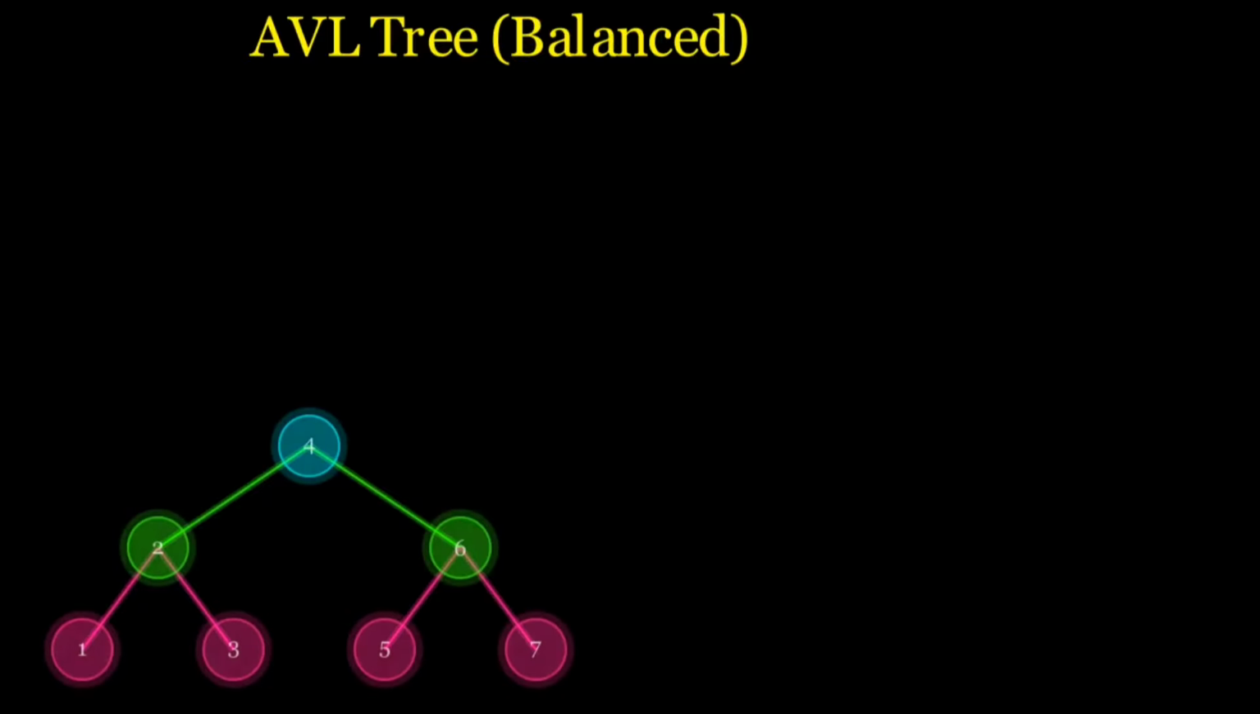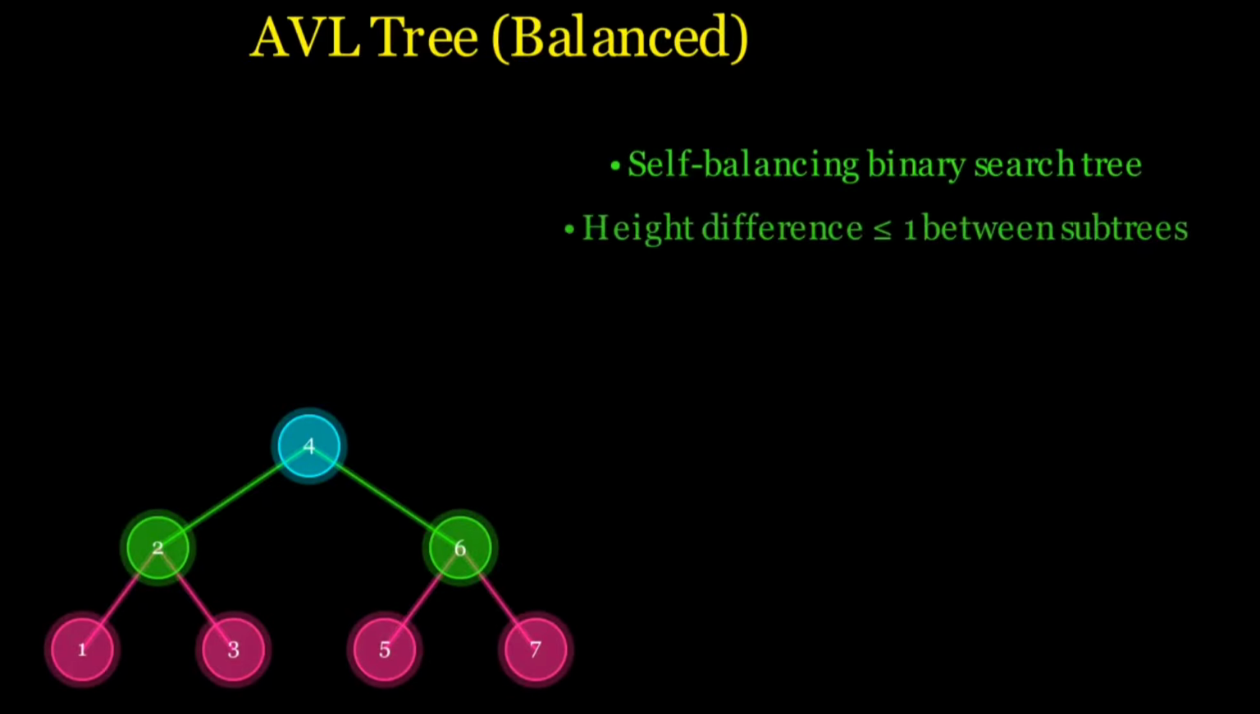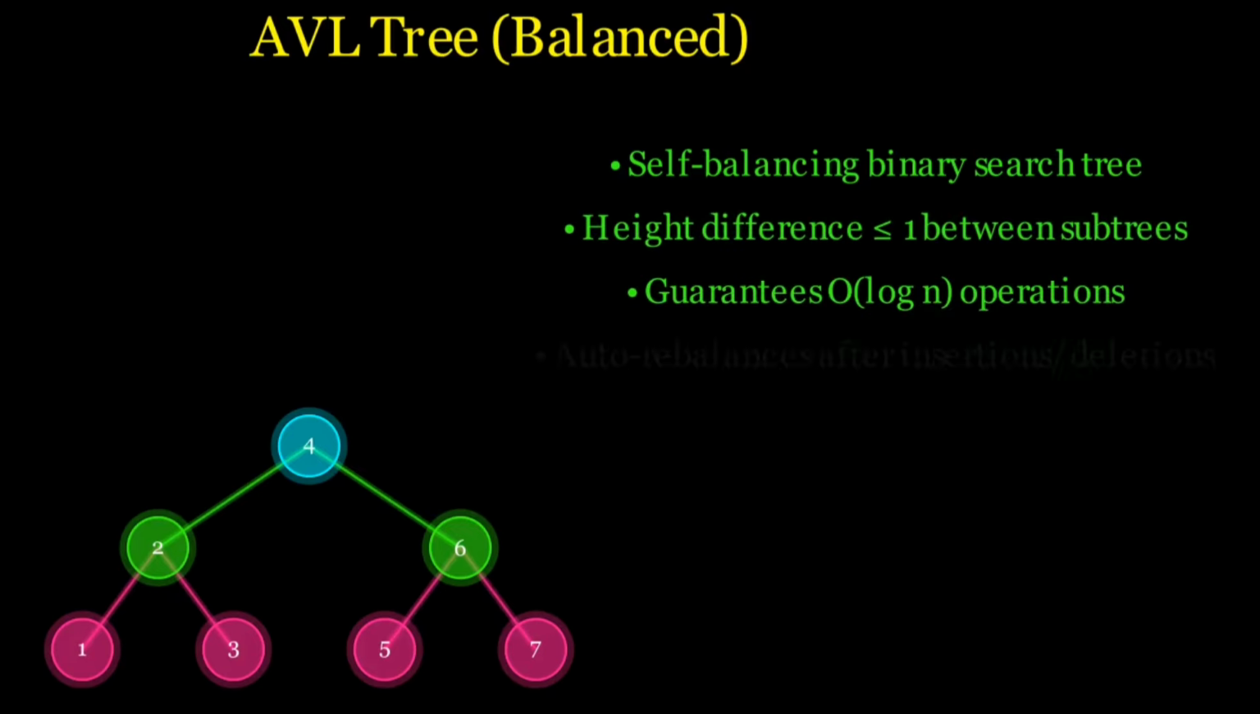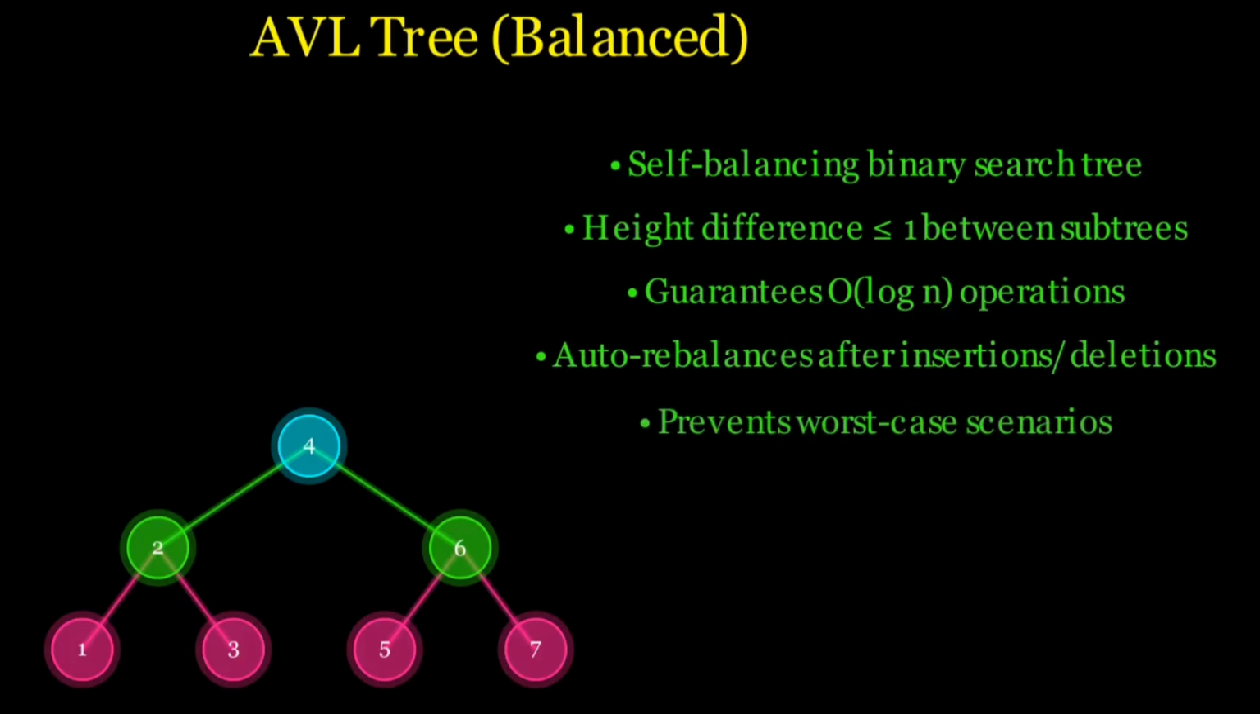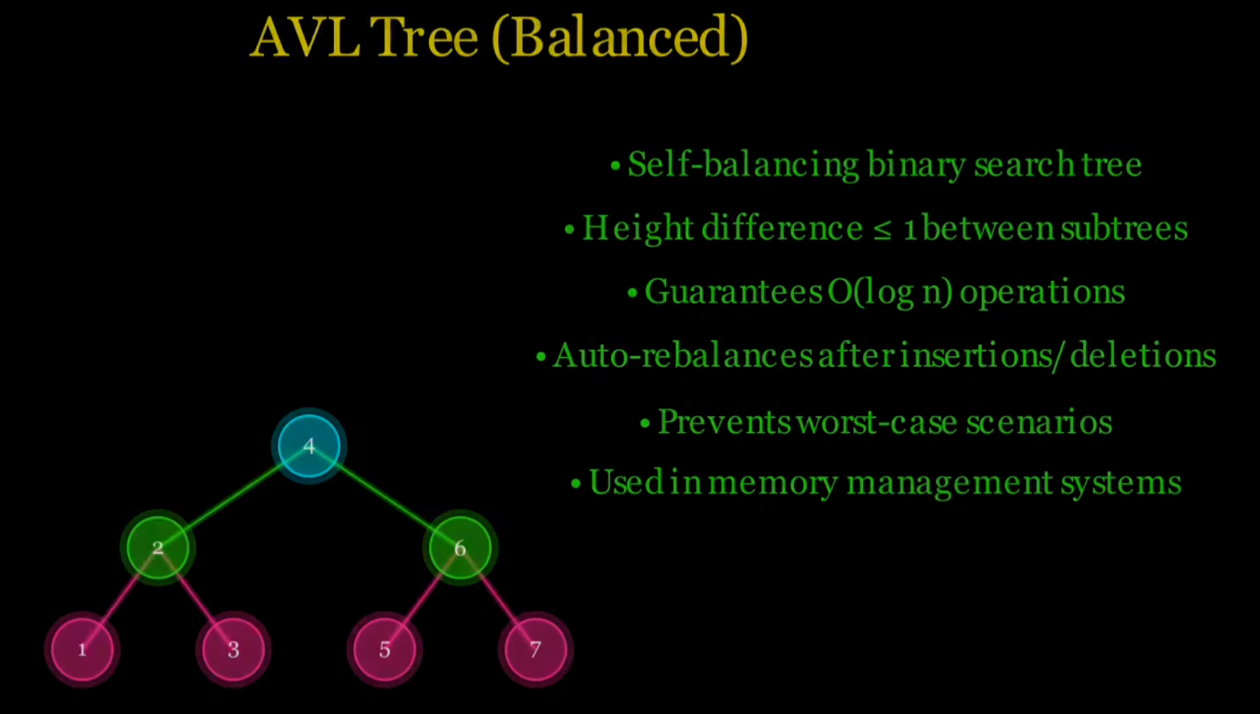Finally, we have the AVL tree. It's a self-balancing binary search tree. That is, the height difference is less than or equal to 1 between the subtrees, that is, the left and right subtree. It guarantees order of log n operations. It auto rebalances after insertions or deletions and prevents worst case scenarios. It's used in memory management systems. AVL trees ensure optimal performance by maintaining balance, making them the perfect choice for dynamic datasets.